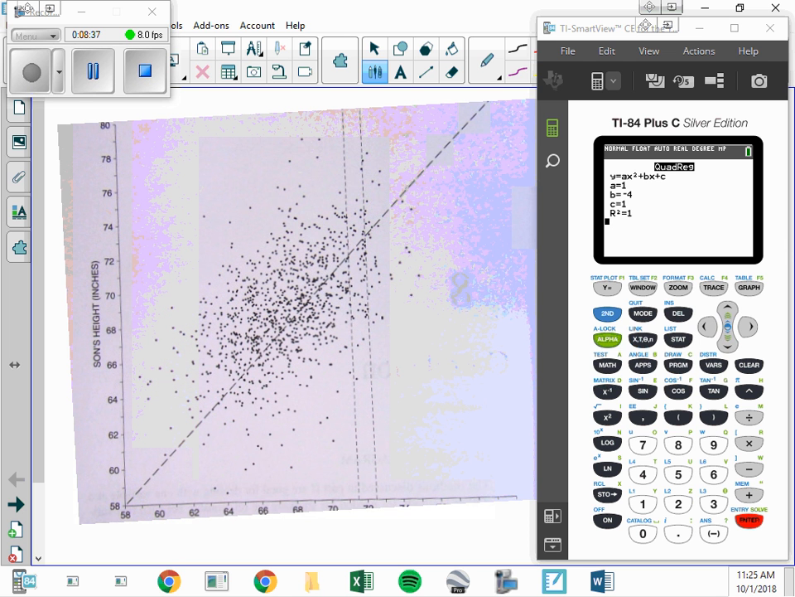And was the SD of the father's height around 3, 6, or 9 inches? So we know that the average is here for fathers. How do we check for SD? What do we know about the SD in the normal curve? 68%. So if I go out 1 SD, whatever that is, I need to capture 2/3 of the people.